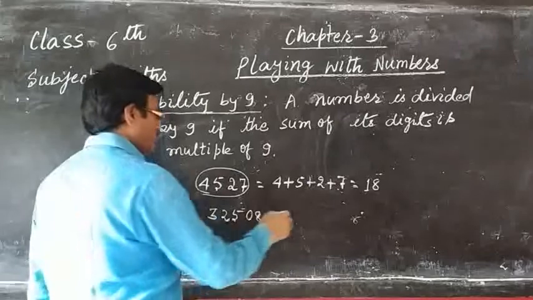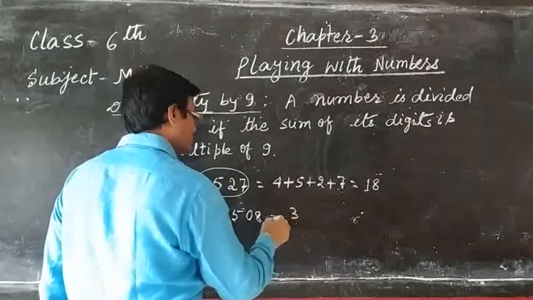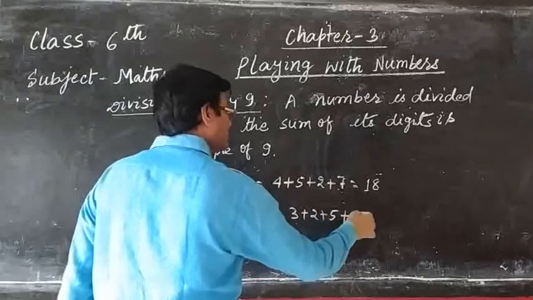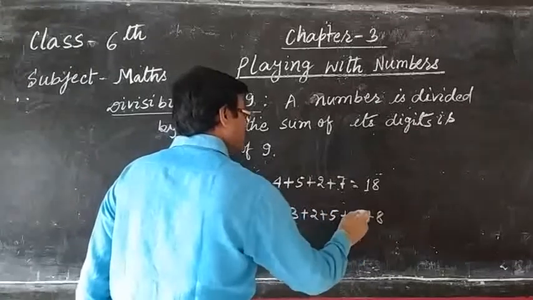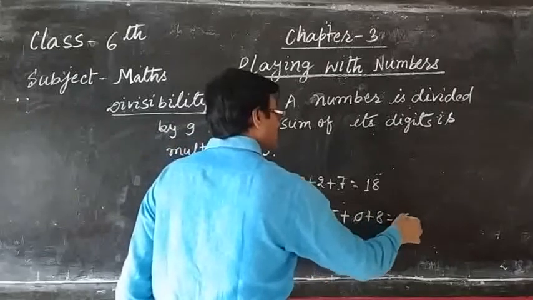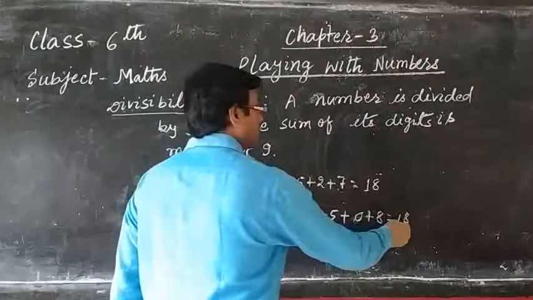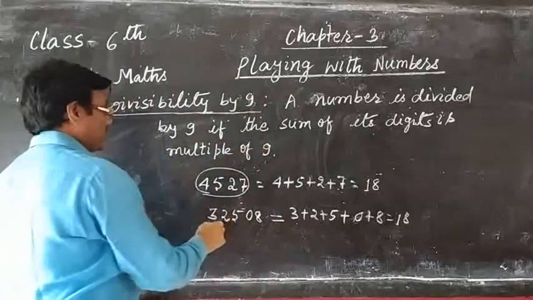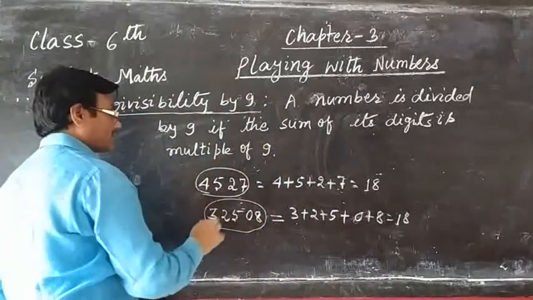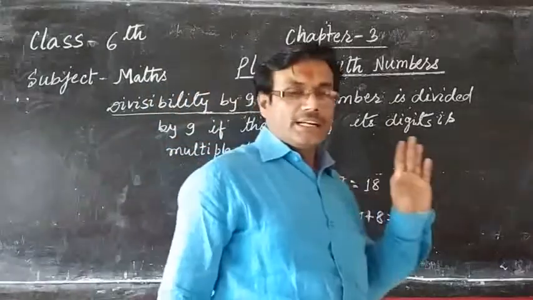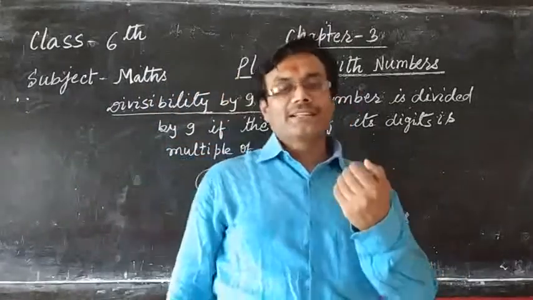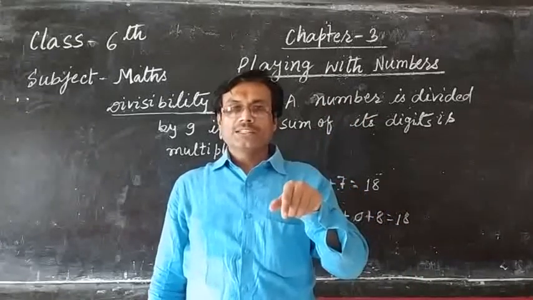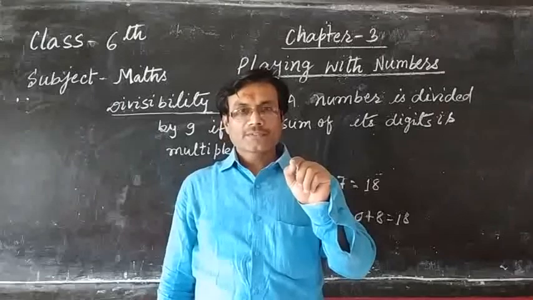So again you add this and see what outcome is coming. 2 plus 3 is 5, and 5 plus 5 is 10, plus 8 is equal to 18. The sum is 18, that shows the number must be divisible by 9. 18 is divisible by 9, therefore the whole number is divisible by 9. And divisibility by 10: if you know that the last digit is 0, it must be divisible by 10.